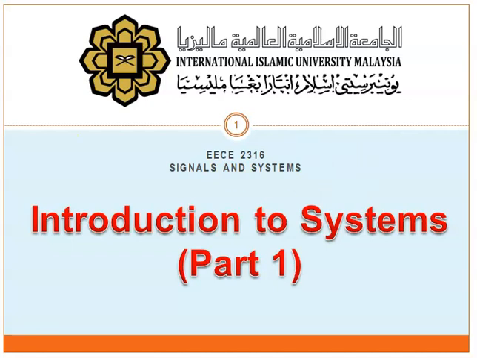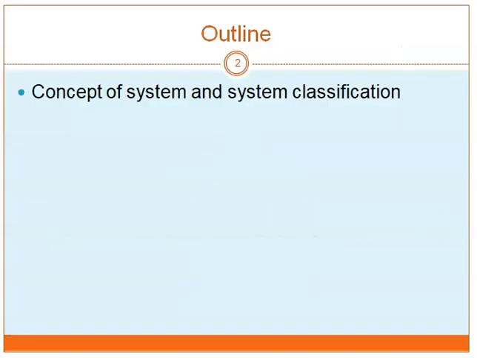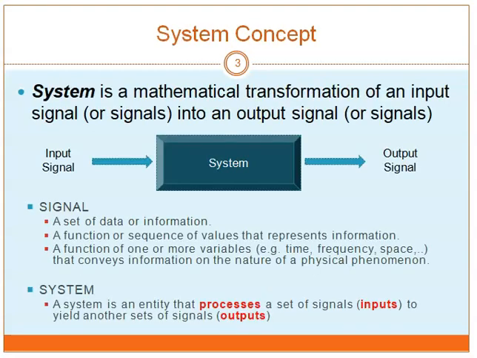Introduction to Systems, Part 1. We're going to learn the concept of system and the system classification. So, a system is a mathematical transformation of an input signal or signals into an output signal or signals.